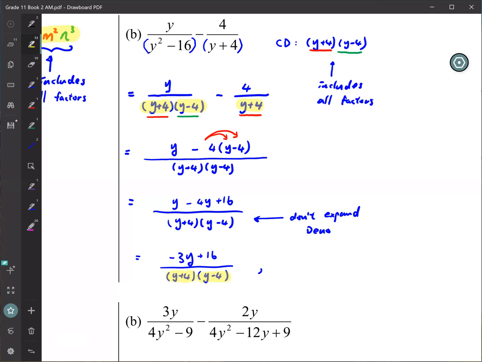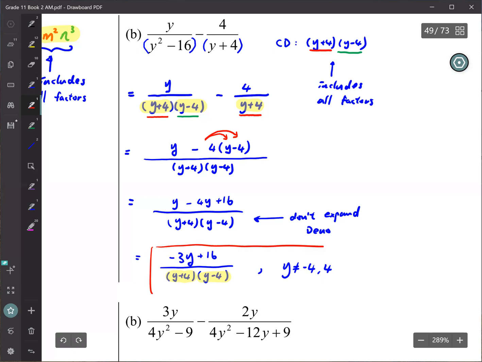So for add and subtract, restriction is pretty straightforward. You just look at all the denominators. But don't look at the original one, because the original question you haven't factored yet, okay? So you get y cannot be negative 4 and 4. So together, this is your package of your answer.